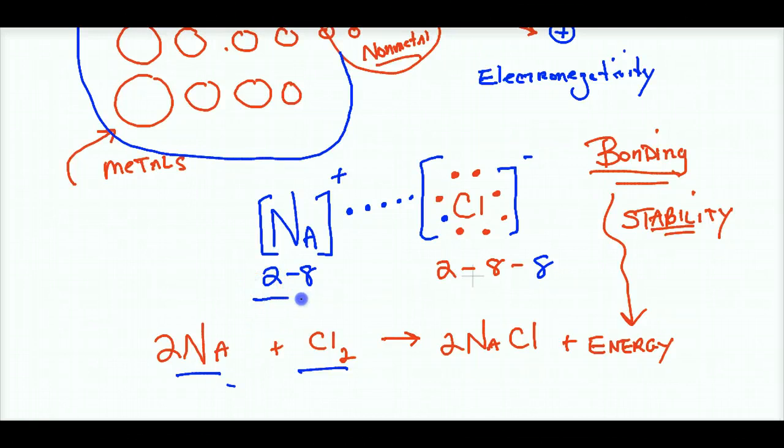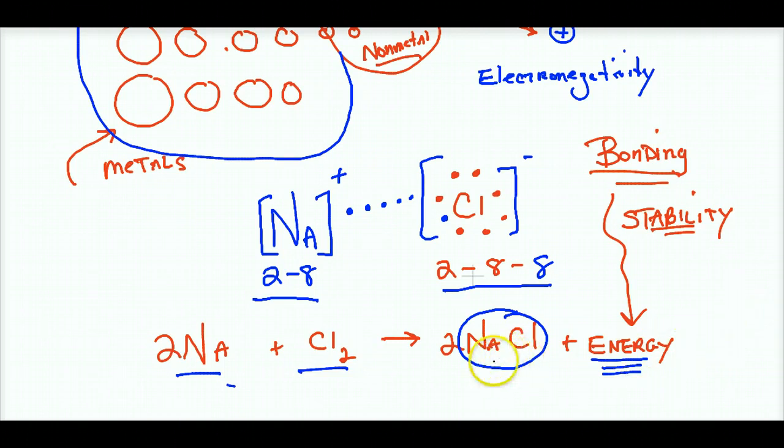Now, in truth, it got stable by losing and gaining an electron to achieve a noble gas configuration, but nonetheless, it created a bond and a stable scenario. Energy had to be released. So you have to know when bonds are formed, energy is always released. And the opposite is also true.